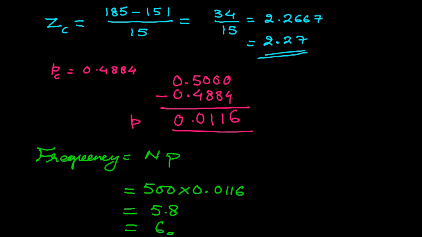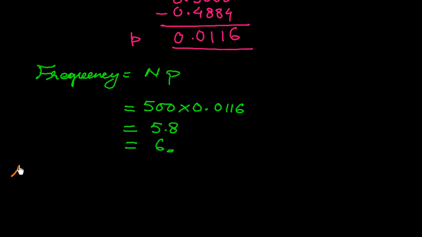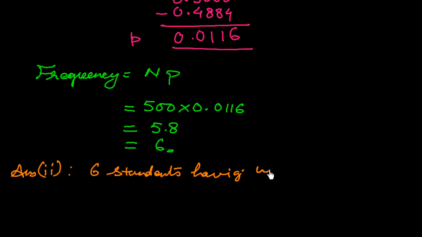So we could write the answer in this way. Answer 2: 6 students having weight more than 185 pounds. So in this way we could transform X scale into Z scale, and we could find out the frequency distribution of the X values. Thank you.